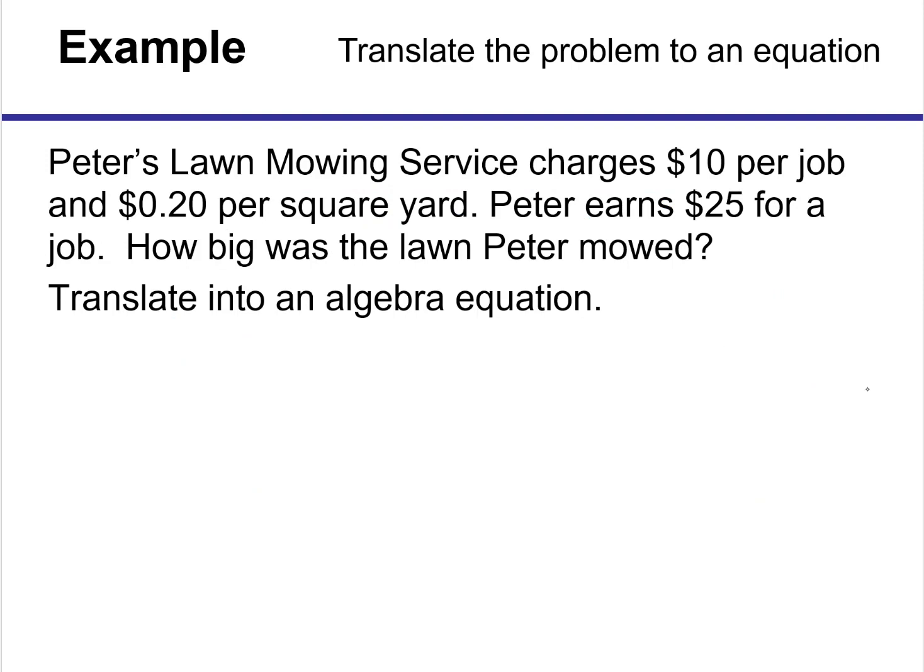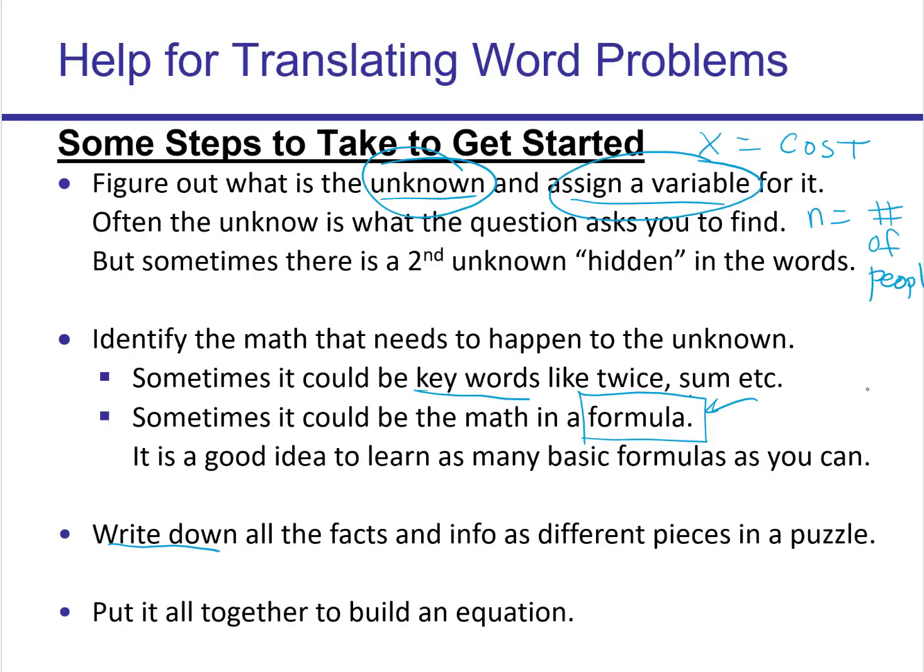Peter's lawn mowing service charges $10 per job and 20 cents per square yard. Peter earns $25 for a job. How big was the lawn Peter mowed? Translate that into algebra. Okay, now let's start at the beginning. Make sure you read it and understand all the details. Maybe the whole idea of square yards is not familiar to you. You might have to brush up on that.